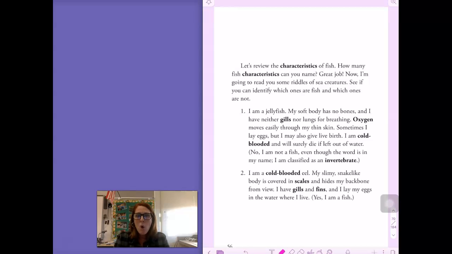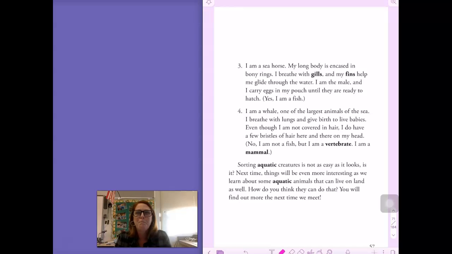Here we have, I am a cold-blooded eel. My slimy snake-like body is covered in scales and hides my backbone from view. I have gills and fins, and I lay my eggs in the water where I live. Yes, I am a fish.